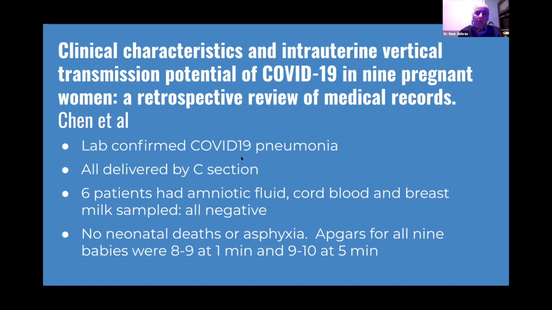But all these patients had their babies delivered by C-section, and they tested 6 of them. They tested their amniotic fluid, cord blood, and breast milk, and none of them tested positive for the virus in any of these fluids. And none of the neonates born to these women had a neonatal death or asphyxia. In fact, all of their APGAR scores were pretty high, 8 to 9 at 1 minute and 9 to 10 at 5 minutes.